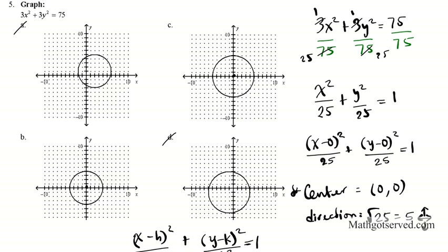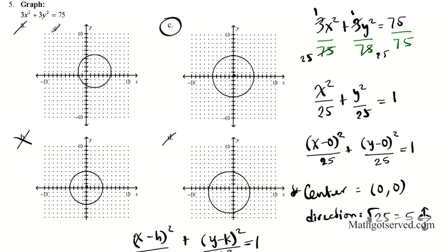Now, which one goes 5 units in all directions? This one goes 1, 2, 3, 4. This one goes 1, 2, 3, 4, 5. This is not the answer. The correct answer is option C. Okay? So there you have it. All right, moving right along.